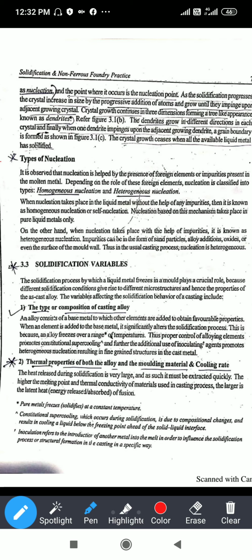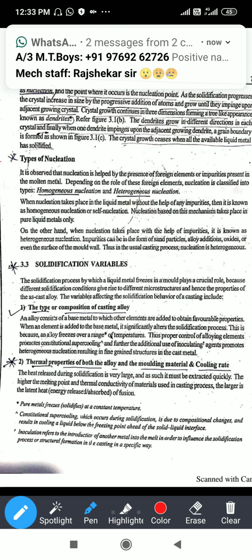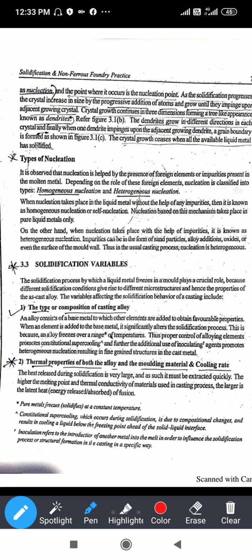So this is how the type of composition and the casting alloys have to be kept in consideration as solidification variables. Now next is the thermal property of both the alloys and the molding materials, and the cooling rate. Thermal property means heat absorption and heat extraction: at how much maximum temperature it can absorb heat, what the melting point is, and what the freezing point is. These are the thermal properties of a particular material, the iron or the alloy which you are going to use.